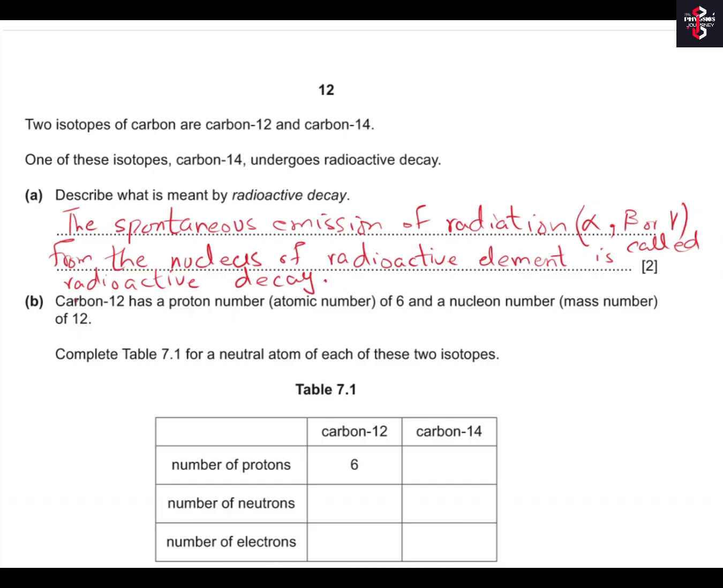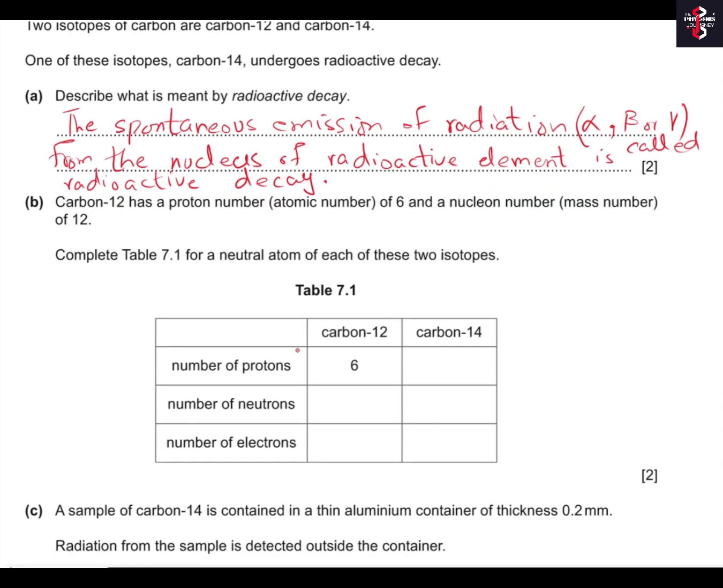Now, in part B, carbon 12 has a proton number, which is also the atomic number, of 6 and a nucleon number, or mass number, of 12. Complete Table 7.1 for a neutral atom of each of these two isotopes. So we know that the mass number is 12 and we have 6 protons, which is the atomic number.